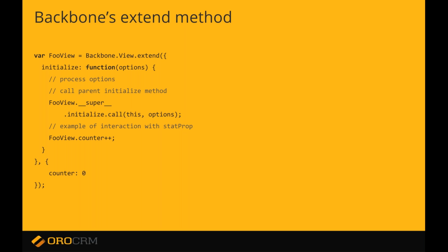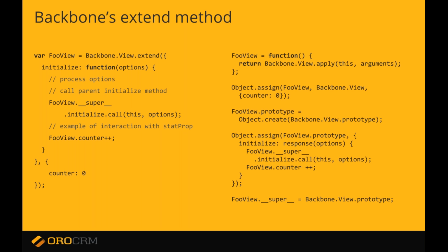You see that the second argument is an object with one property, counter. And what are the prototype properties, we will check a bit later. For now, it's only one initialize method, and we will check it inside a bit later. Let's look at how it works inside the extend method.